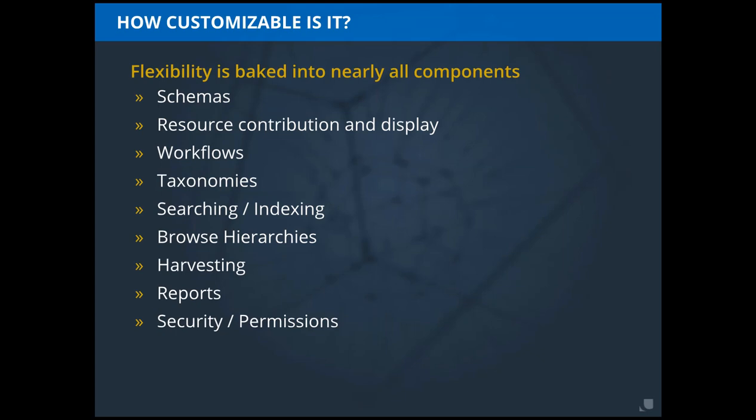And so how customizable is it, right? It's easy enough to say that something's customizable, but what does that really mean? For openEQUELLA, flexibility and customization is in pretty much every component of EQUELLA, from your schemas where you can choose a Dublin Core, LOM, a customized hybrid of both. You can have just a completely custom schema, to your resource contribution and display with a single wizard page or different widgets, to completely custom widgets where you script them yourself, how you display the resource, to your workflows where you can have a single node or a complex workflow with multiple branches and decision points.